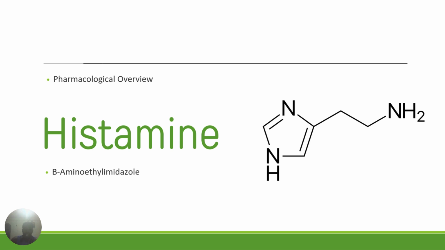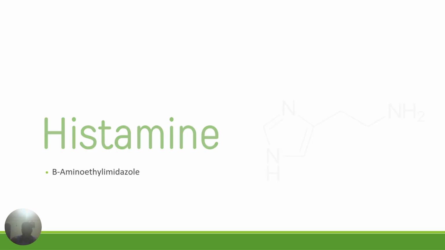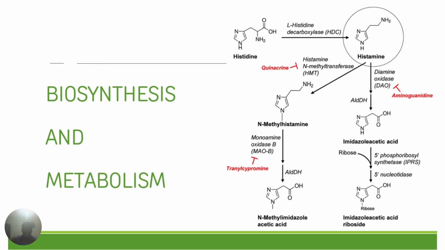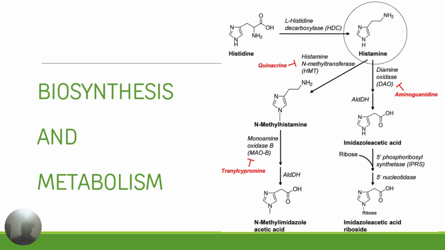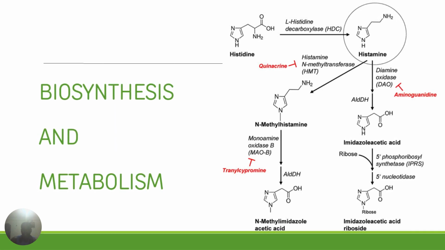But before we dive into the pharmacological overview, of course, it's equally important to understand the biosynthesis and metabolism of histamine. Histamine is made from an amino acid called histidine in our bodies. The process of making histamine is through decarboxylation. Histidine is converted into histamine by the L-histidine decarboxylase enzyme. The breakdown happens in two stages.